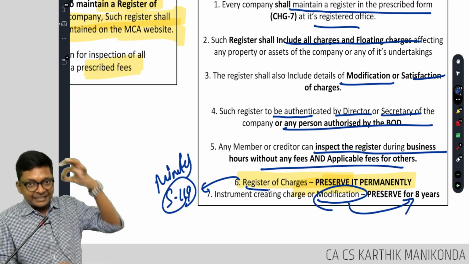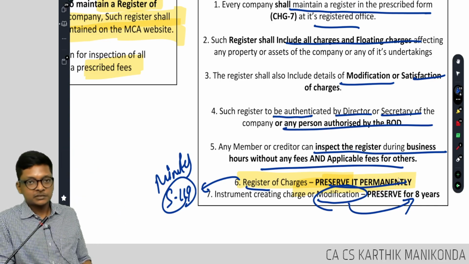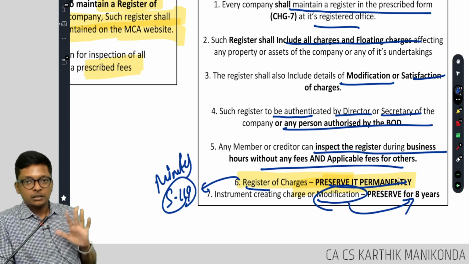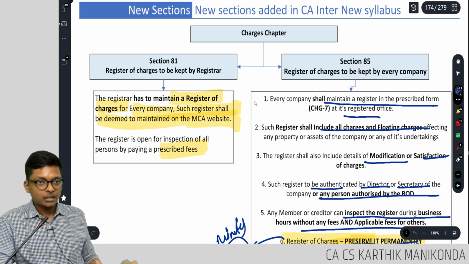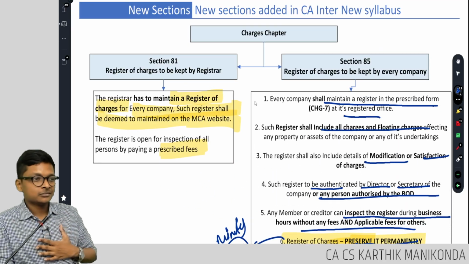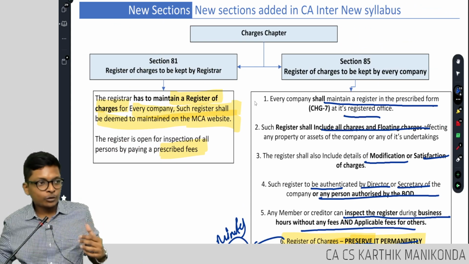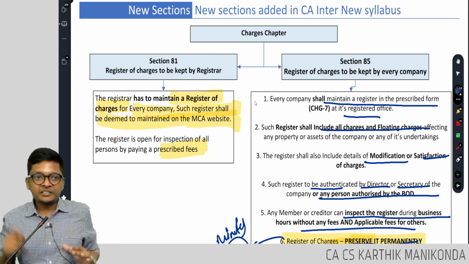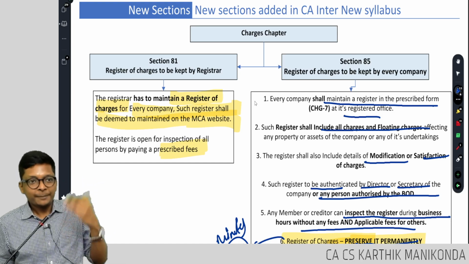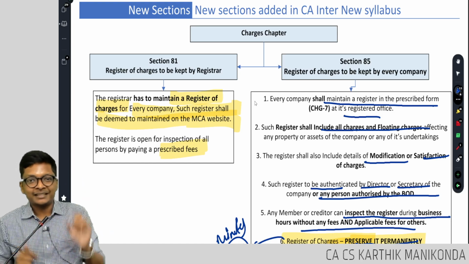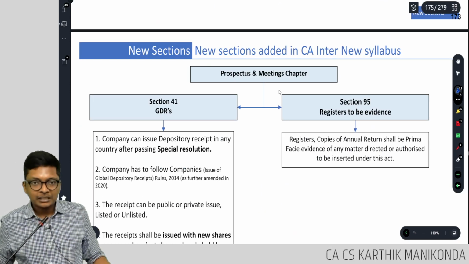See, the register we have, no. That register should be kept permanently. Are you following, guys? Clear? That's about it. This is section 81 and 85. Anything new you learnt? Sir, exam viewpoint. 81, register by ROC is on the website. Pay fees and inspect. 85, register of charges by members. Pay fees and inspect for everything. Preserve it permanently. That's it. Over, guys. Are you following? Clear?